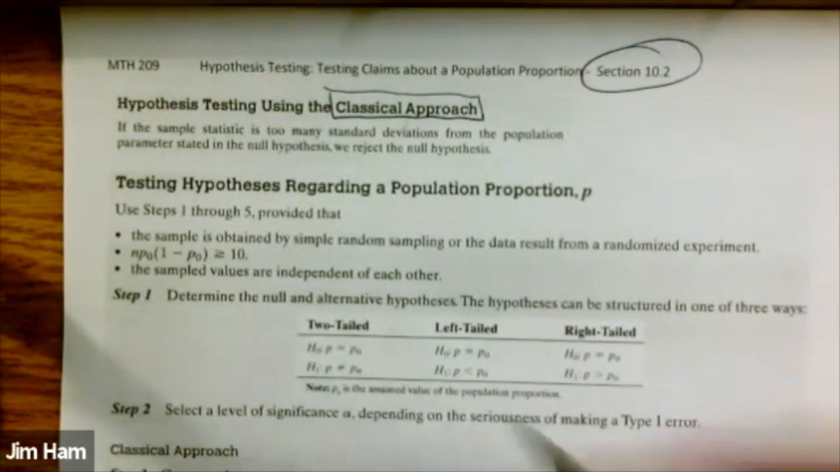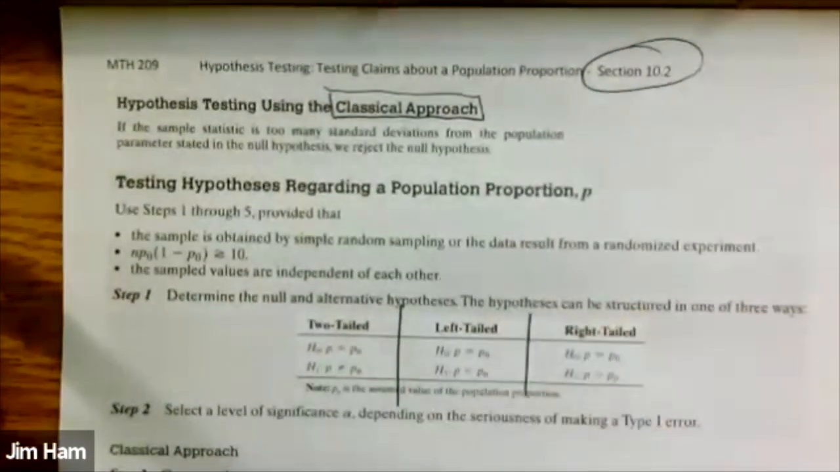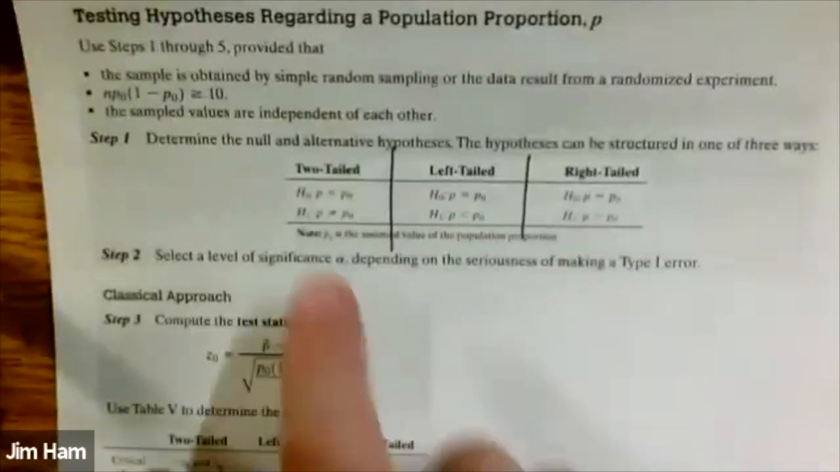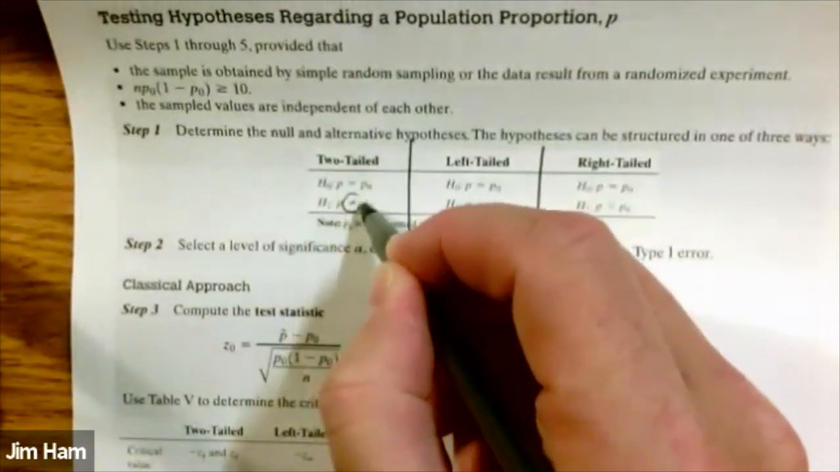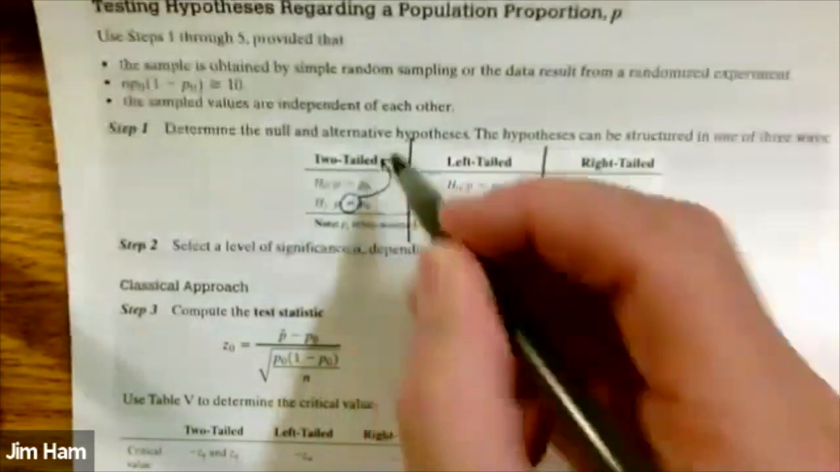Last time we looked at the 3 different kinds of tests. Two-tailed test, and remember the two-tailed test is marked by the inequality sign.